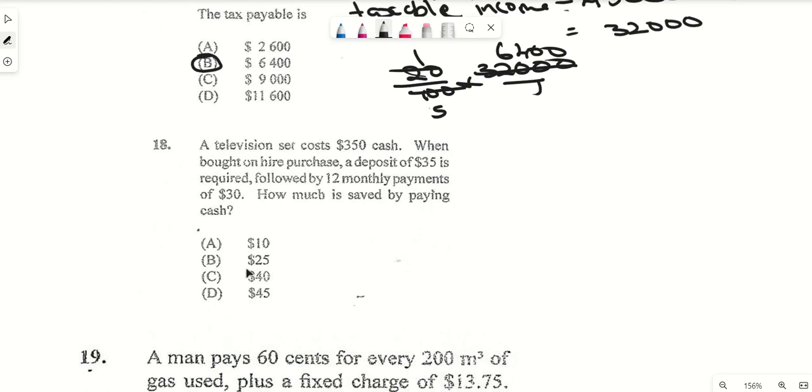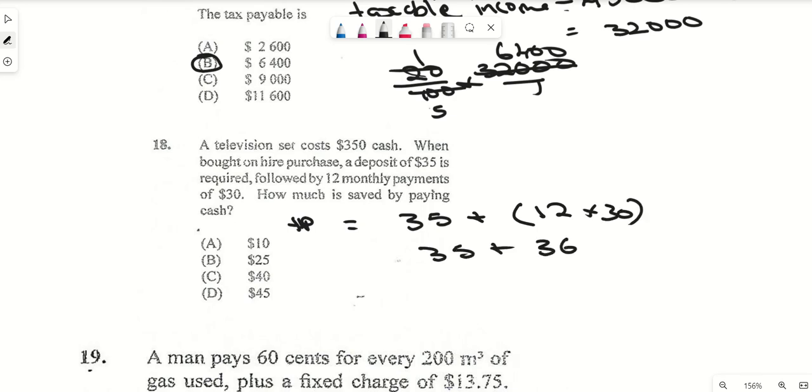Right, let's look at this one. A television set costs $350 cash. When bought on hire purchase, a deposit of $35 is required, followed by 12 monthly installments of $30. How much is saved by paying cash? First off, let's look at the hire purchase price. The hire purchase price is your down payment, which is 35, plus your 12 multiplied by 30. So that's 35 plus 12 by 30, which is 360.